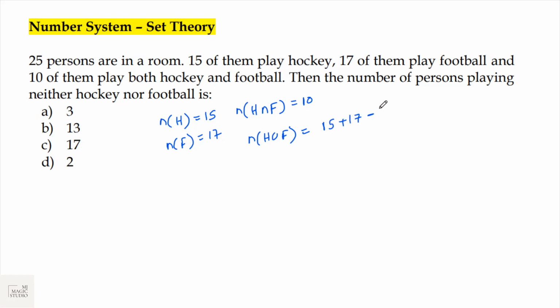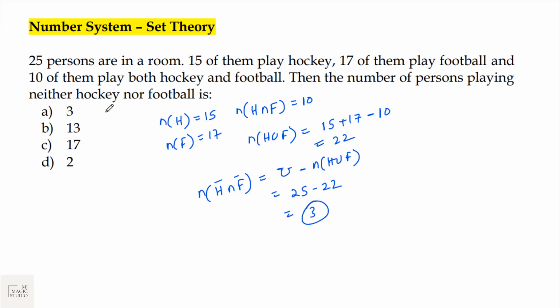Union would be NH plus NF minus intersection. That is 22. Then the number of persons playing neither hockey nor football. Neither hockey nor football is given by universal set minus n of H union F. 25 minus 22. That means 3 people play neither hockey nor football.